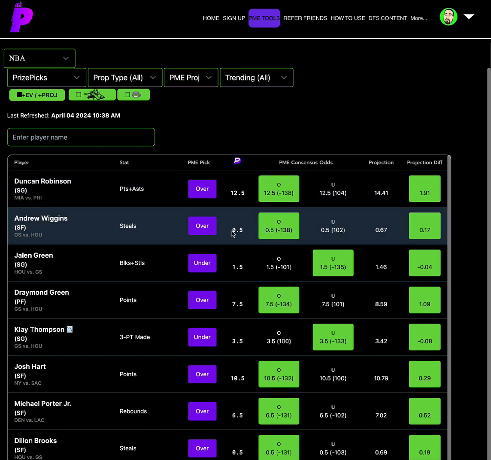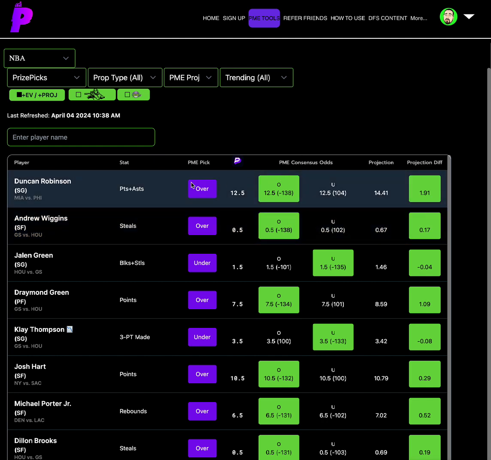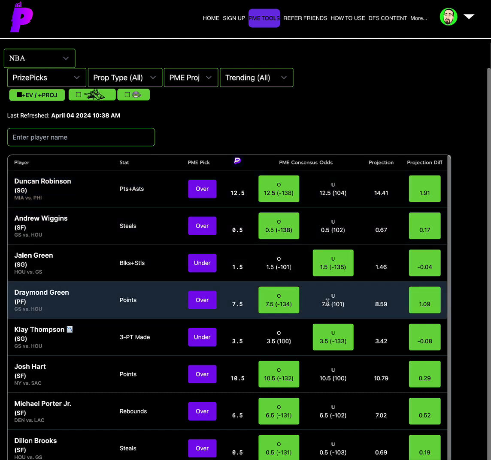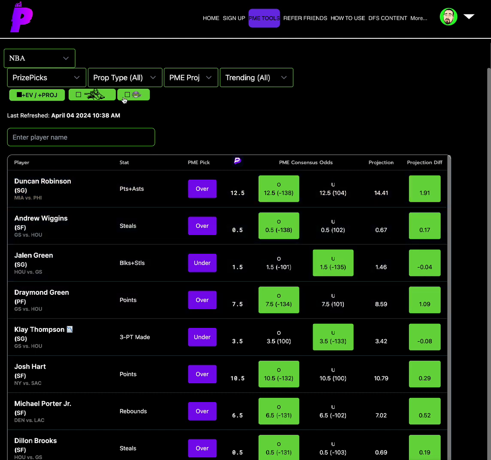Andrew Wiggins steals is the next highest option at a 0.5 line on his steals. -138 PME consensus odds on the over. Projection 0.67, a 0.17 projection differential. So for both these players, Duncan Robinson's my absolute favorite. Points assists over 12.5. Not only does he have a -138 odds on the over, which almost makes him snipe potential, but that projection is 1.91 projections over. So great spot there. And then Wiggins steals over 0.5 is our second play we're going to rock with.